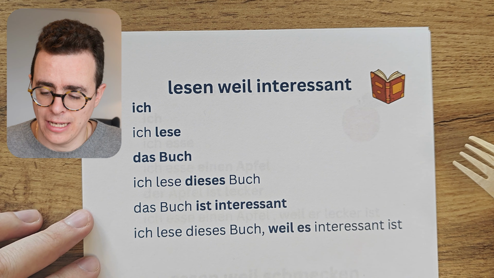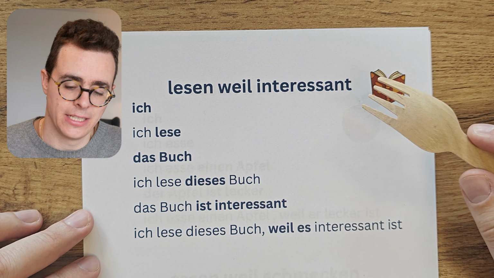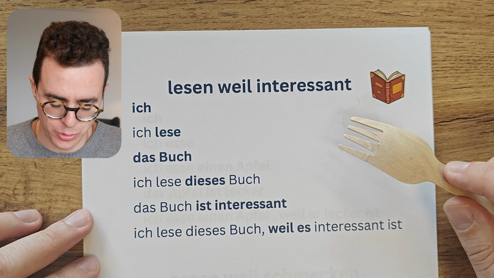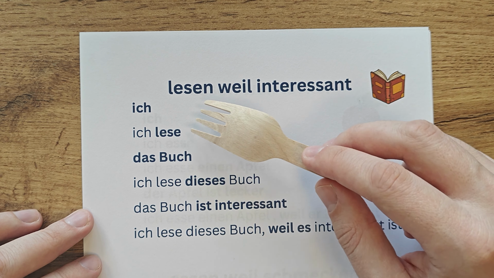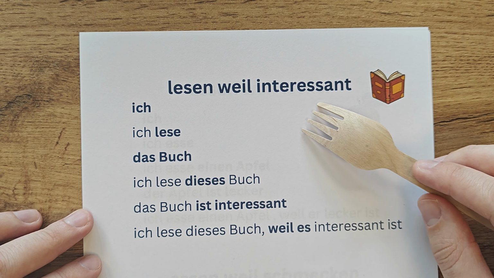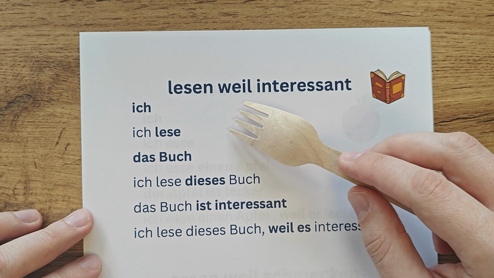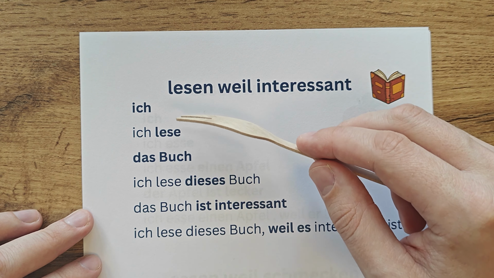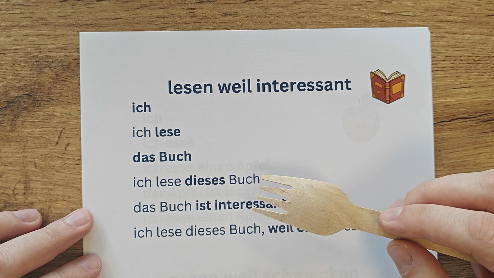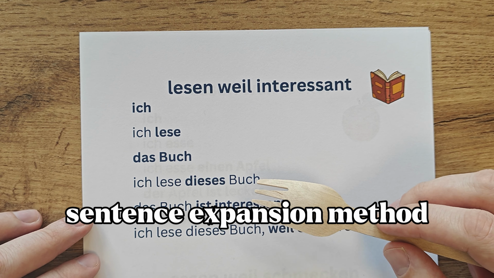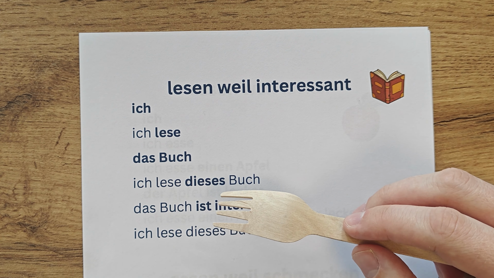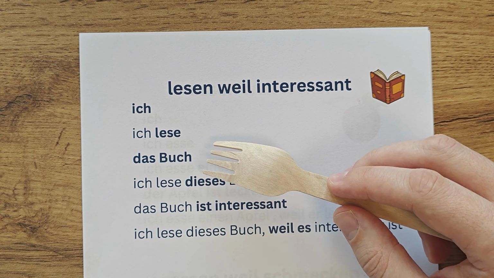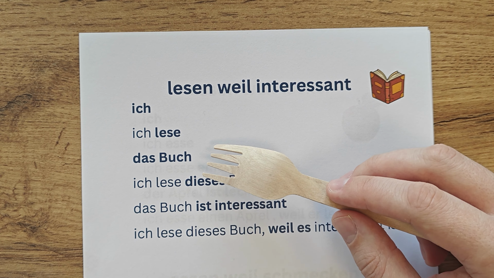So I have written down and printed out a few example sentences here that can help us to learn how to use weil. So let's look at some example sentences here. I'm using lesen, weil interessant. Read because interesting. And now I'm going to build up a sentence slowly with what I call the sentence expansion method, which means that I expand the sentence by gradually adding one new word so that it's easier for you to follow how this sentence is built.